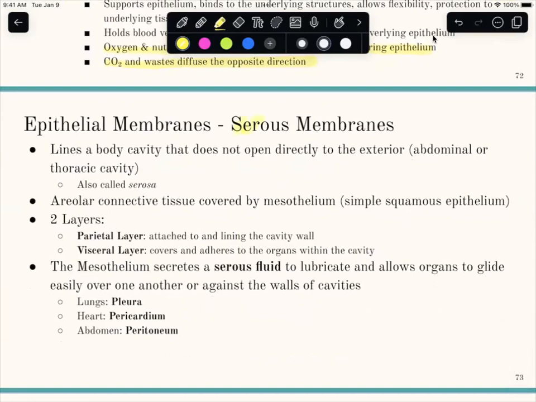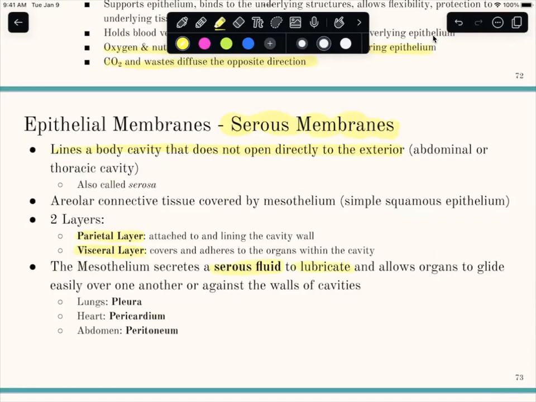We have serous membranes. And this is what lines something that does not open to the outside. So in here, we're going to have a parietal layer that's going to face the outside. You're going to hear these words a lot in this class and the next one. And the visceral layer goes directly on top of that specific organ. So we're going to see both sides of those. And then in between the two layers is going to have this serous fluid to help lubricate between.